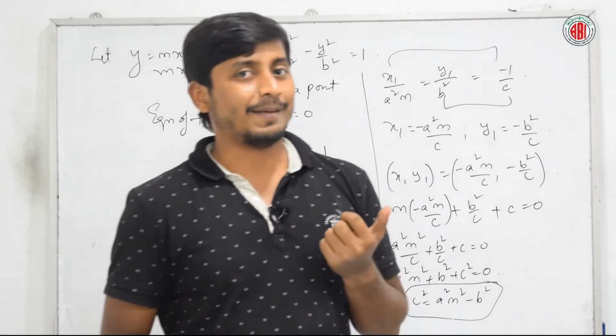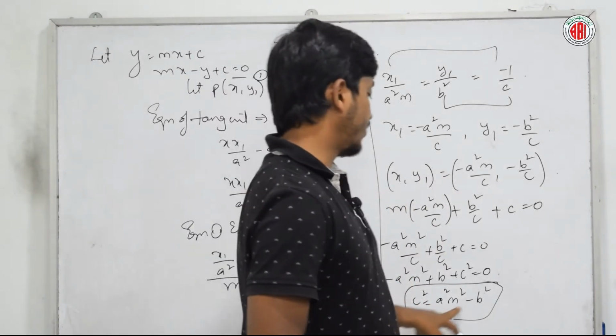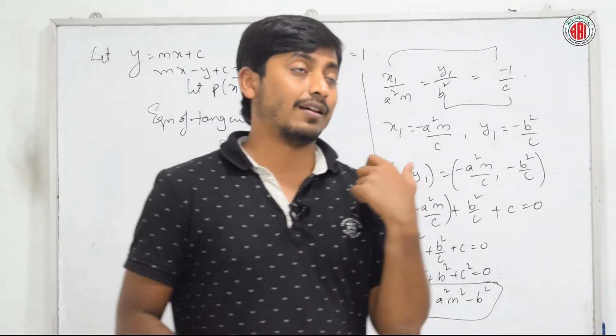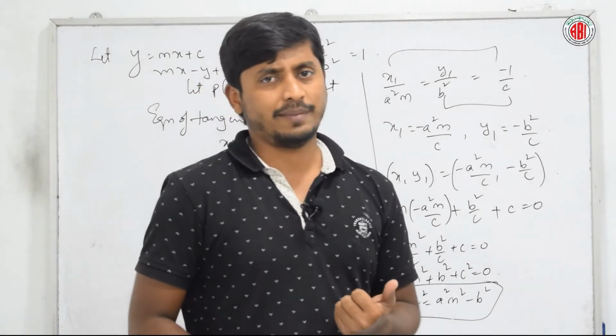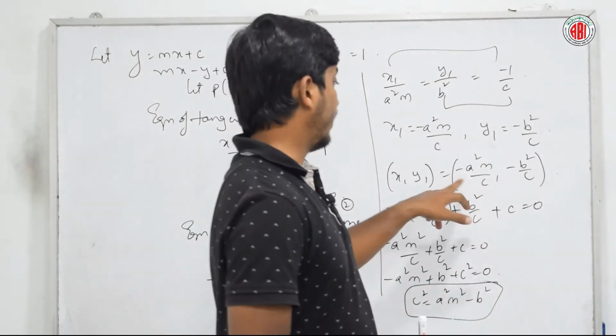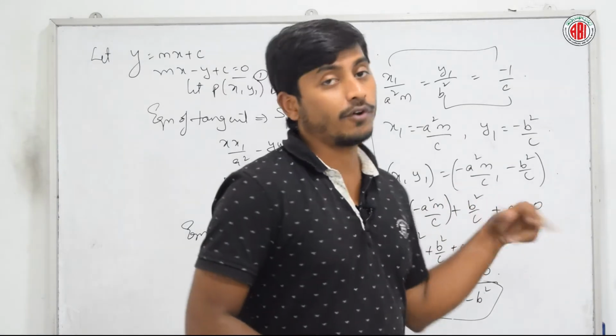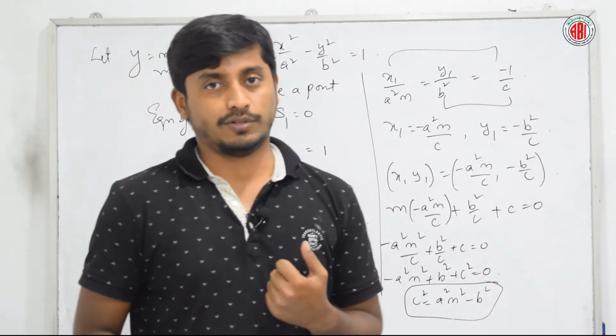Okay. What was it in ellipse? It was c square is equal to a square m square plus b square. What was it in parabola? c equal to a by m. Right. And we also got this kind of point of contact in all those cases.